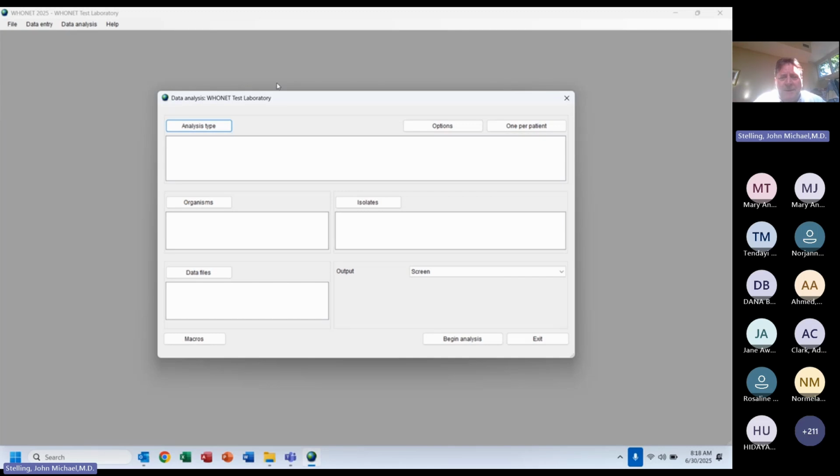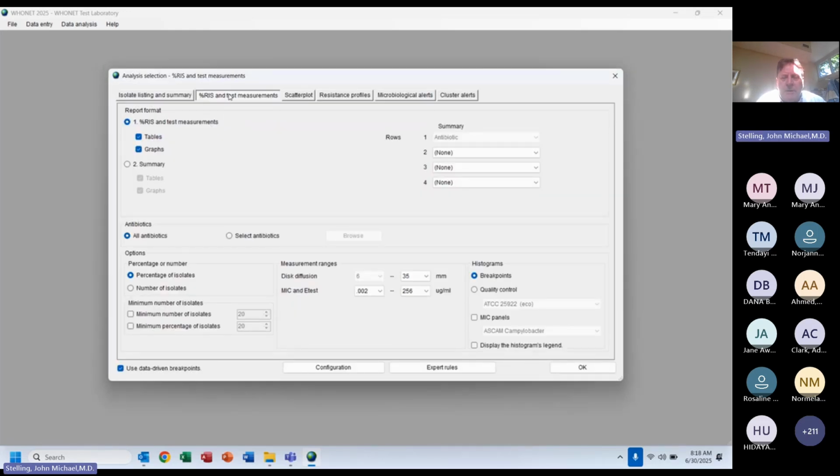So hopefully most of you are very familiar with the screen, which has not changed. I want to go to analysis type. I want the %RIS option, but not the detailed report. The detailed report will tell you R and I and S and question mark and the breakpoints and the zone diameter histograms and the MIC histograms. That's number 1, the detailed report. I'll do number 2, the summary report, which is really the antibiogram report. It's the same information, but less information.